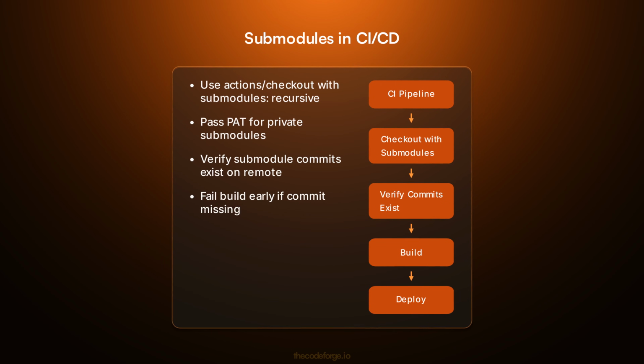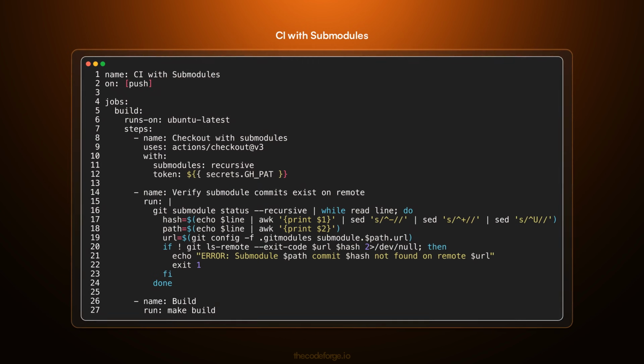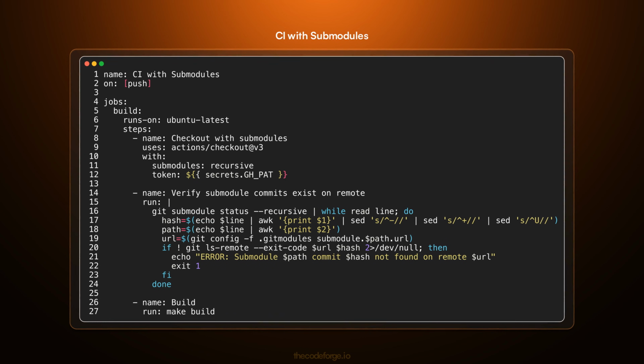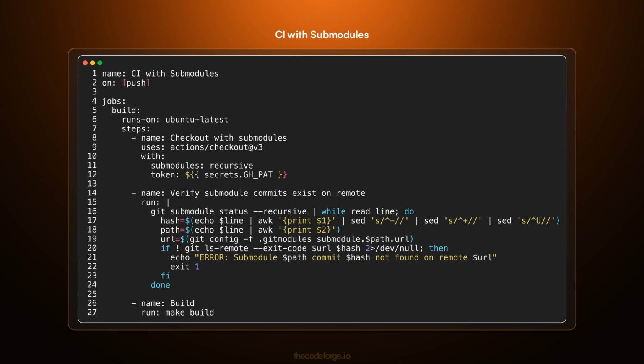CI pipelines are where submodule misconfigurations become production incidents. The most common failure: the pipeline clones the parent repo, but the submodule commit doesn't exist on the remote. Here's a hardened CI script that catches these issues early. This CI script uses actions/checkout with submodules: recursive, and a PAT for private repos. It then verifies that each submodule commit exists on the remote using git ls-remote. If a commit is missing, the build fails immediately.